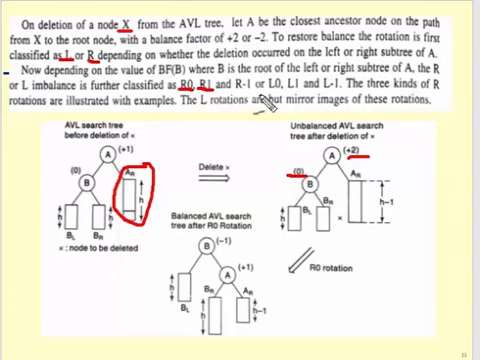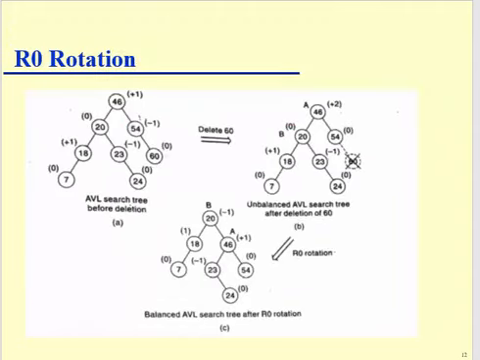If it is -1, it is called R -1. Okay, I think I would take first one example, then it would be clear to you. You take this example. This was your AVL tree before deletion.